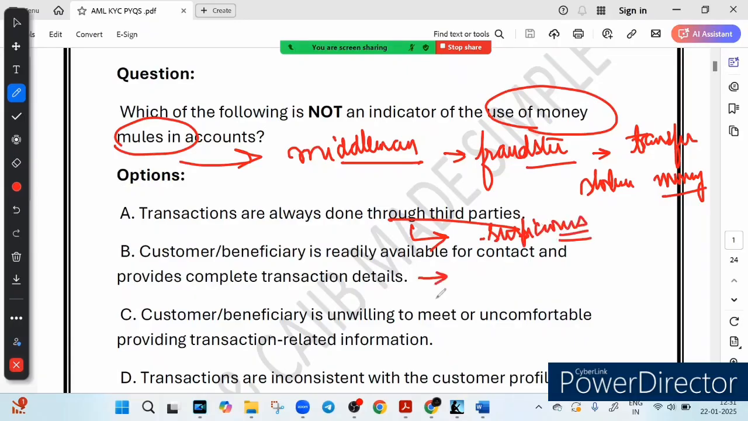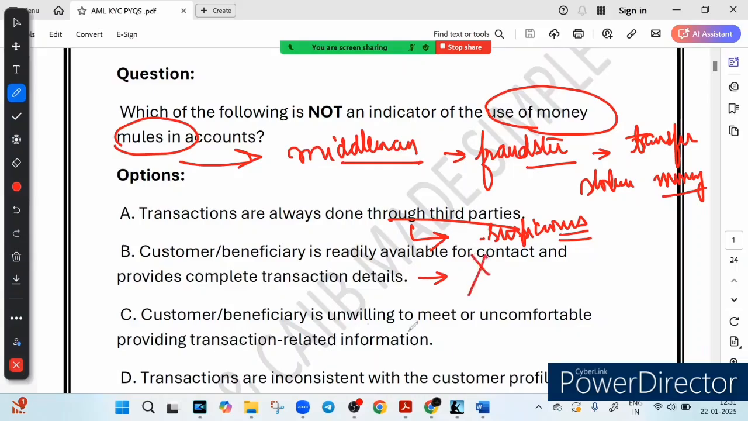Option B says that the customer or beneficiary is readily available for contact and provides complete transaction details. So this does not sound like a red flag, does it? Correct. If someone is cooperative and transparent, they are unlikely to be involved in fraudulent activity. So this is not an indicator of a money mule.